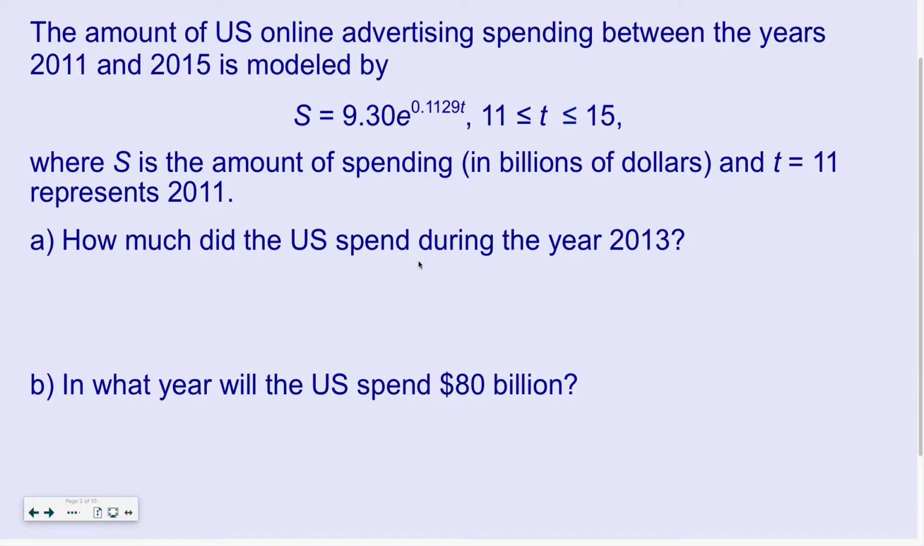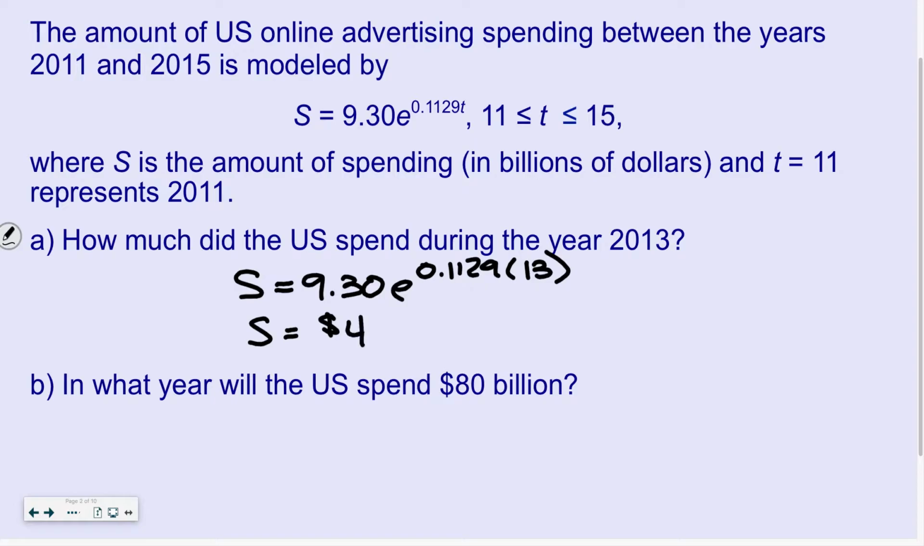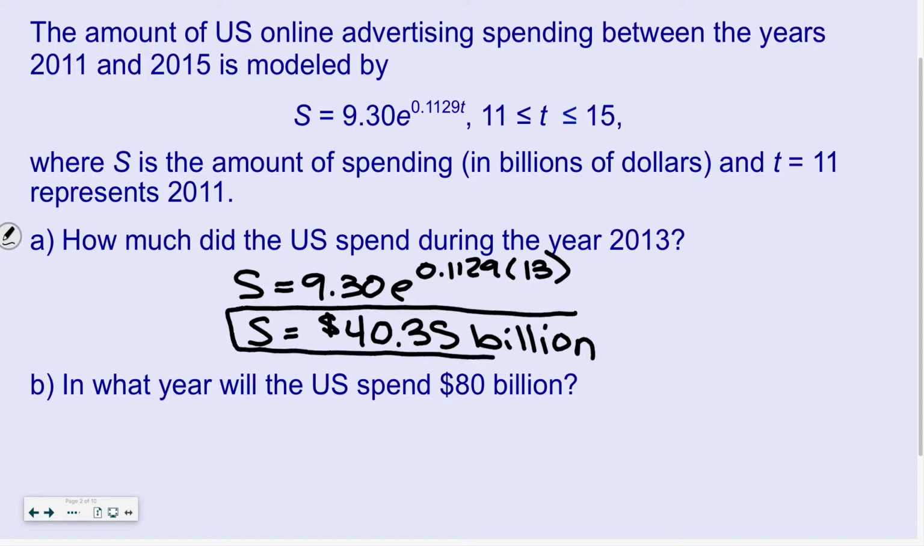How did you guys decide to answer question A? Yeah, plug 13 in for T. Thank you. So S equals 9.30 e to the 0.1129 times 13. You're just evaluating that. How much money are we spending there? 40.35, 40.4, either one of those is fine with me. $1 billion, right? Not $40.35, but 40.35 billion. So you should have that label there.